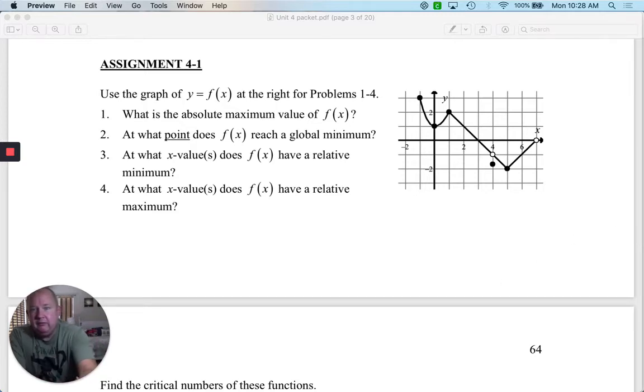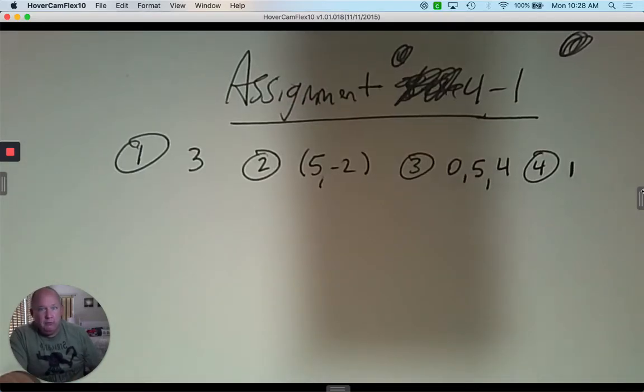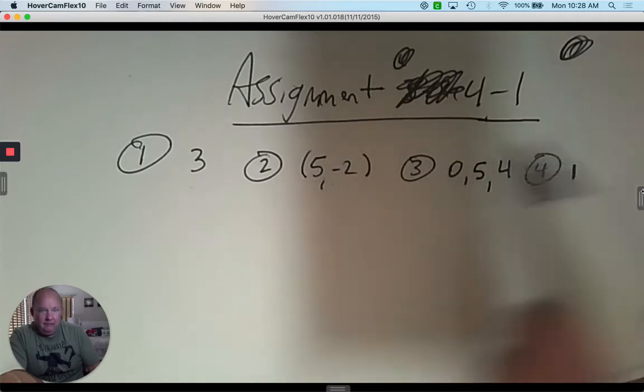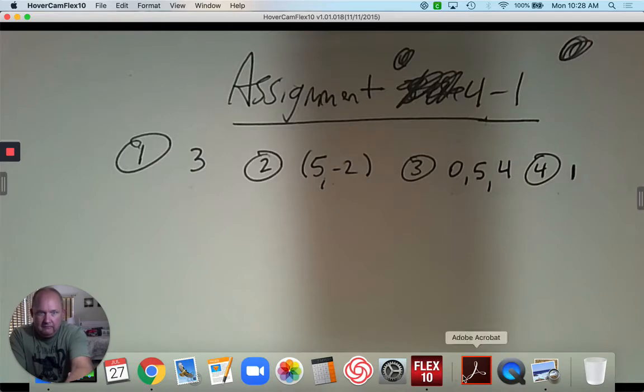So let me show you in terms of what I've written down so far. So for assignment 4.1, number 1 answer was 3, the point, 5, -2, the x value, and the x value. So that's where we're at so far. So if we're looking off a graph, I'm just going to show you the graph and talk through it, and then I'll show you what I wrote down too.